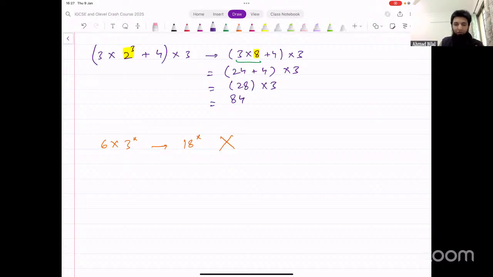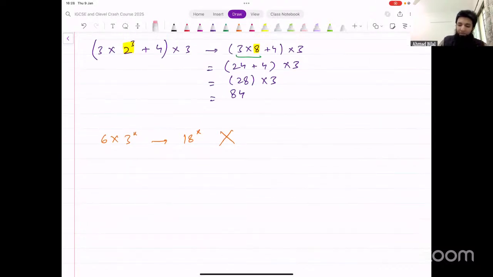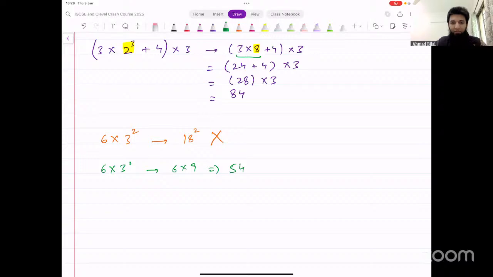So what do we do with this? Unless we know the value of x first, we can't do anything. So in this case, for instance, if we had 3 raised to the power 2 here, we cannot do 18 power 2, right? That would not work. What would be the correct way of doing this? You would say 6 into 3 squared, that evaluates to 6 into 9, and then that gives you 54 as the final result, because you have to evaluate the power first and then do something else after that.